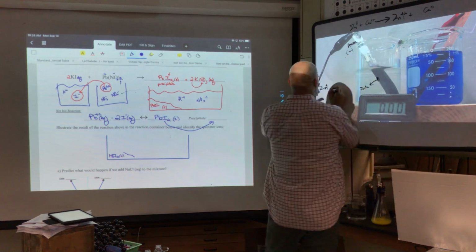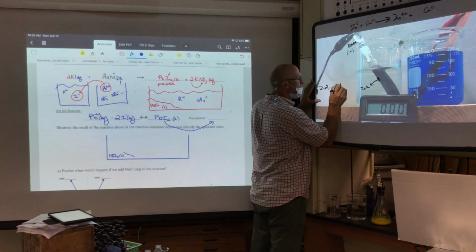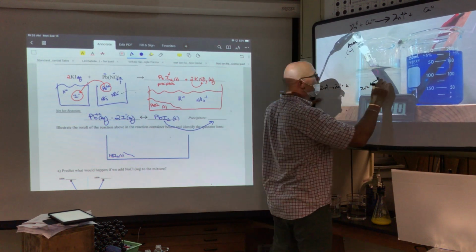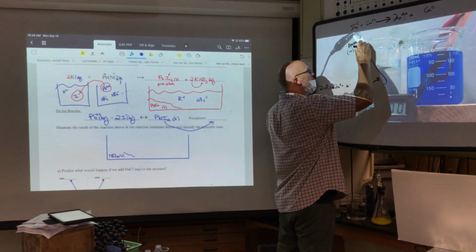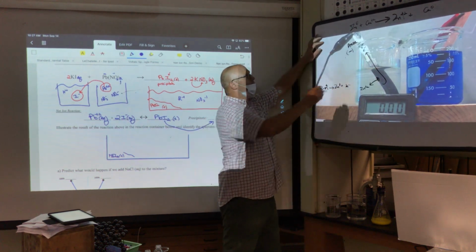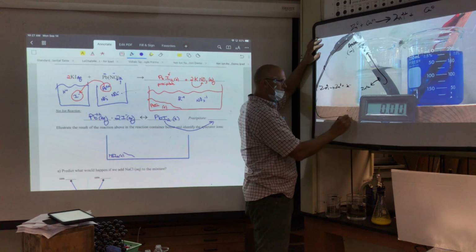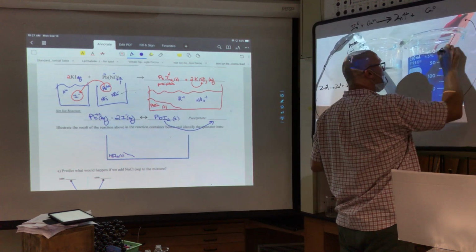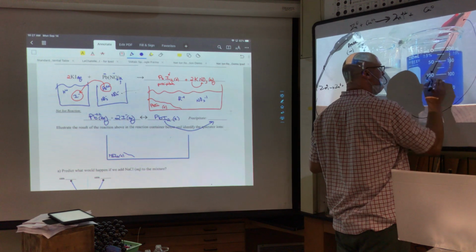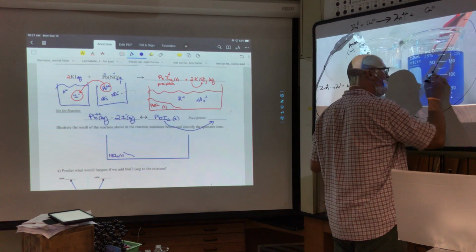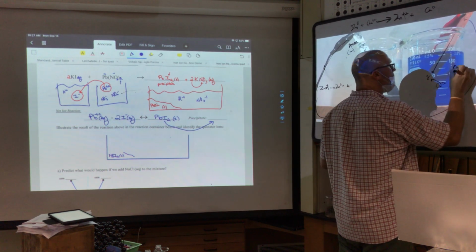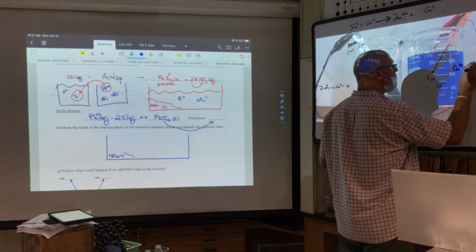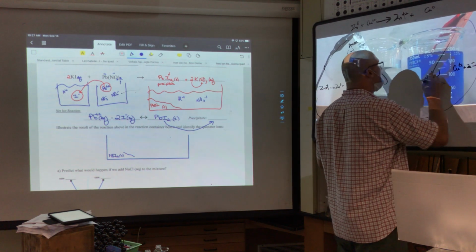Zinc 0 is going to what? Zinc plus 2, pushing out 2 electrons. I'm pushing electrons. And they're going to flow down here, and they're going to pull back here, and electrons build up. The copper plus 2, already in solution, does what? Gains them, becomes copper 0.